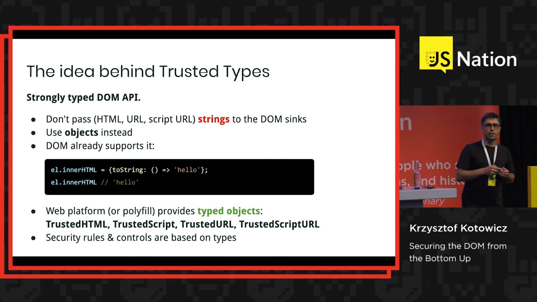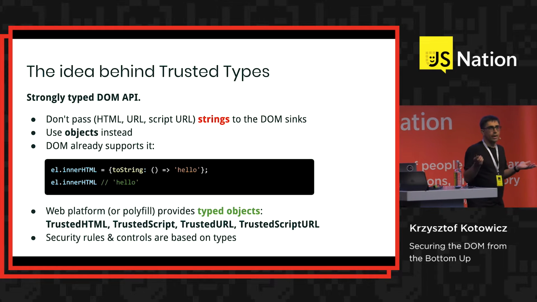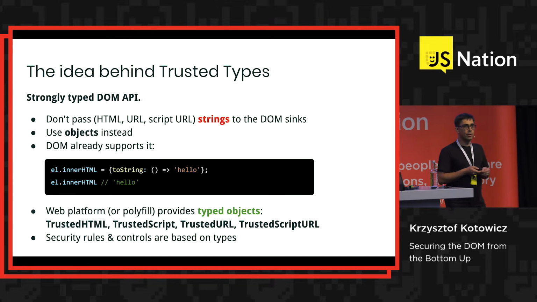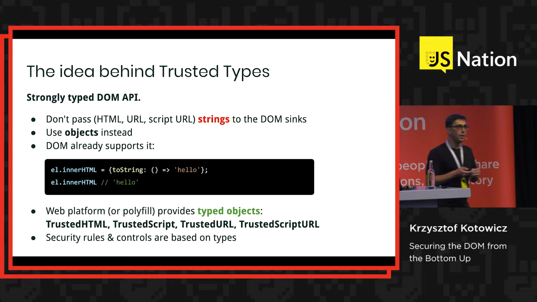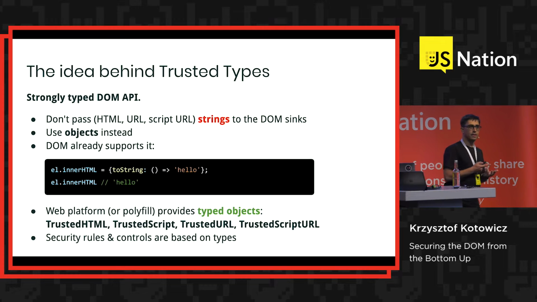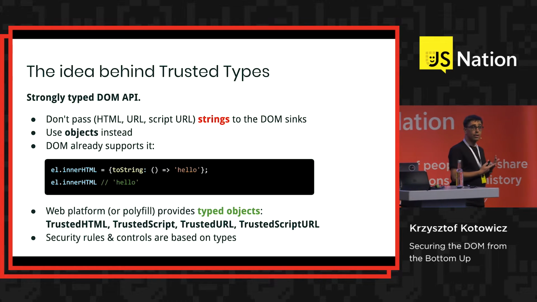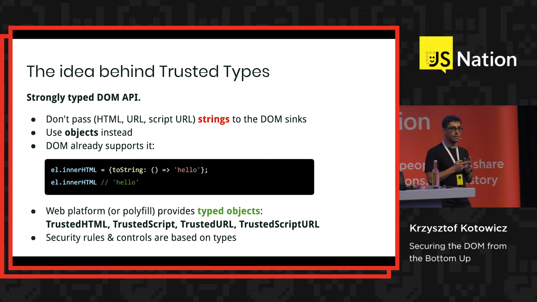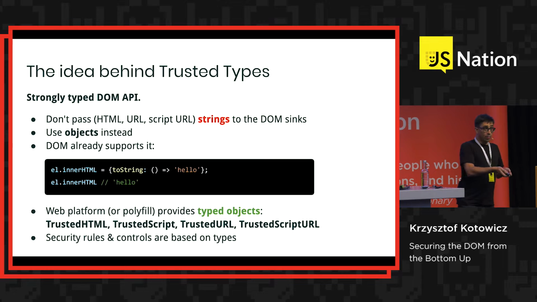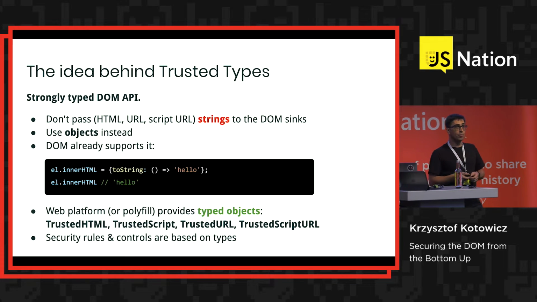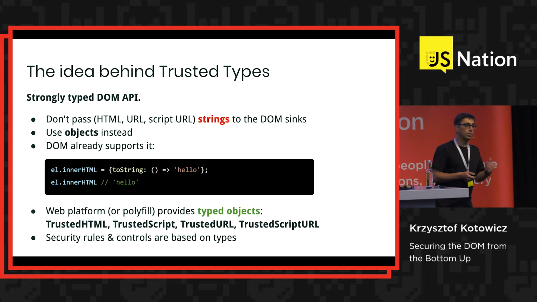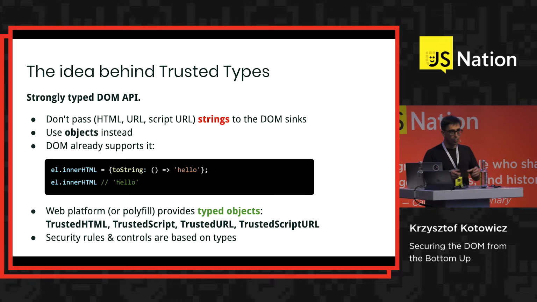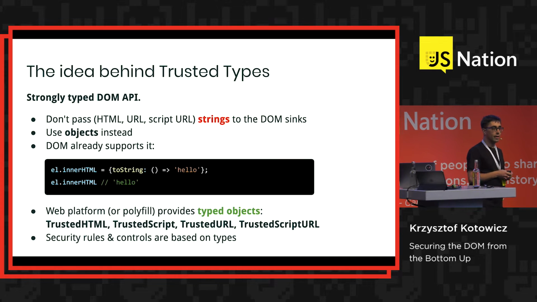Objects have this advantage that you can attach metadata to them, right? A string is a string. That's just a thing. But an object can carry information, especially information that is useful for DOM XSS prevention, meaning where did the string come from? Was it sanitized? Should I trust it? Is it okay to embed it into those dangerous functions, or is it there just by mistake or an omission in my code? The DOM already supports it, right? If you use an object that has a stringifier function, it will be called implicitly by the browser, and the result of this function will be used instead. So this is the primitive that we are building upon.